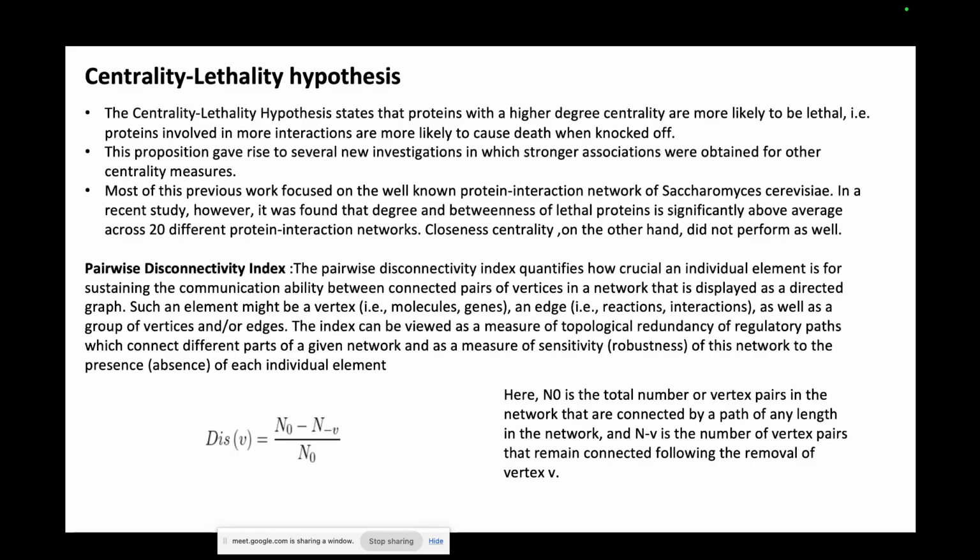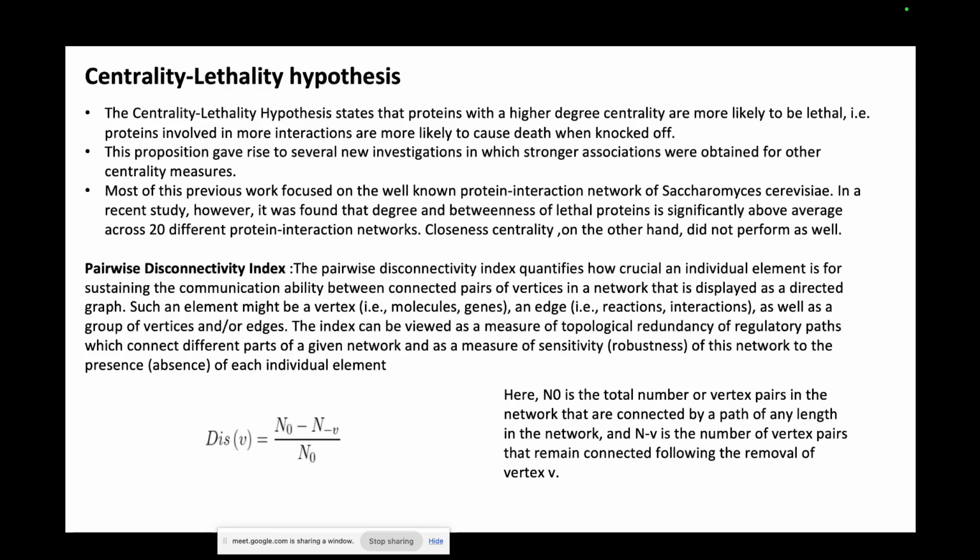So, for example, for intuition, the proteins involved in more interactions are likely to cause death when knocked off. So, those actually become targets for different drugs. So, for example, in a cancer cell, you construct a protein-protein network, and you find a protein that is highly connected, most connected than other proteins. So, the idea would be to knock that protein off so that the cell can die. It's highly likely if you knock that off, the cell will die. So these kind of applications are there for this kind of hypothesis, right?